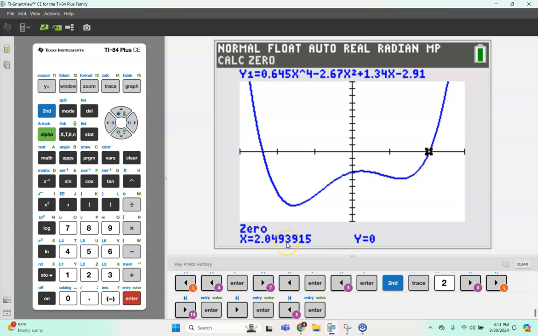Sometimes there's a little arrow here and there, and that's fine. It all depends on how your window has been set up. So if you wrote 2.050, it would have been correct as well.